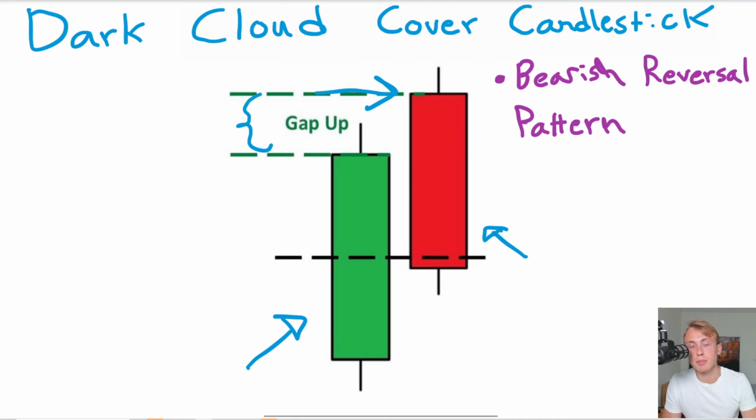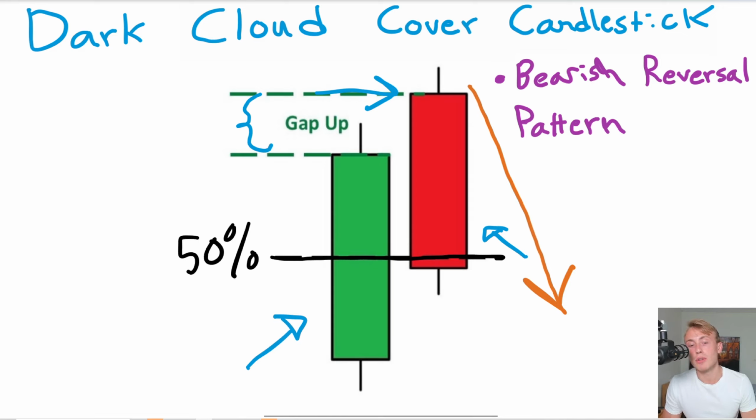And the distance here between the close of the green and the open of the red is what we call a gap up. But in this pattern, during the day, the bears managed to push the price down all the way below this black line right here. And this black line is basically 50% of the real body of the green candle. So the red candle has to close below the 50% mark of the previous green candle. So this is basically the two criteria for the dark cloud cover.